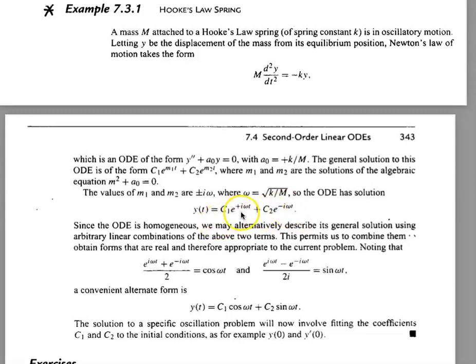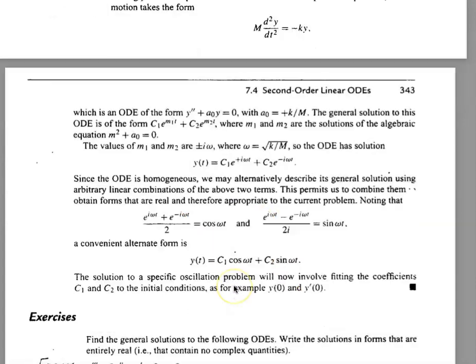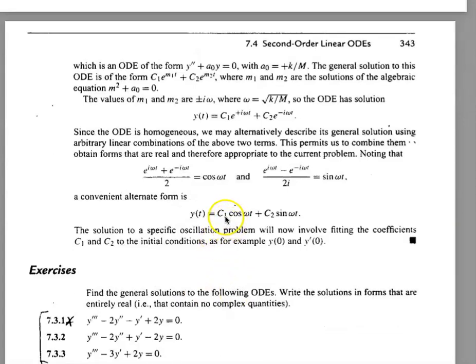What you do not see here directly is that with the use of Euler's equation, e to the positive i omega t can be written in terms of cosines and sines. Therefore, this equation can be rewritten in the following manner: y of t is c1 cosine of omega t plus c2 sine of omega t. And this is the way it goes.